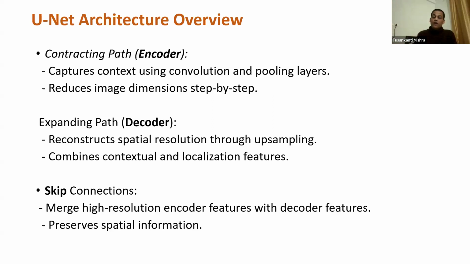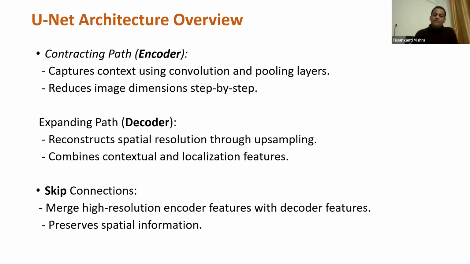It reconstructs spatial resolution through upsampling and combines contextual and localization features. That's why the informative features remain unchanged, which get missed when we use a CNN at the end. When we use a CNN at the end, we are missing the total image information, the key characteristics of an image, which is retained in UNET. That is one of the major differences between UNET and CNN, or you can say it is one of the advantages of UNET over CNN. That's why it is a special type of CNN, we can say.